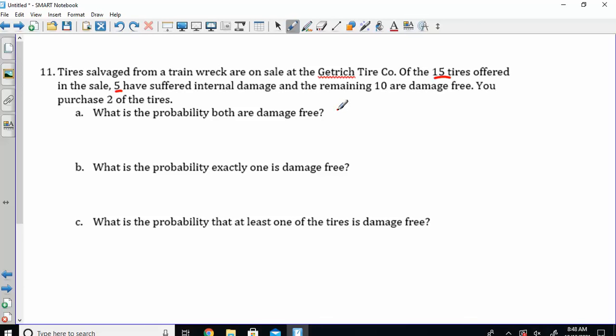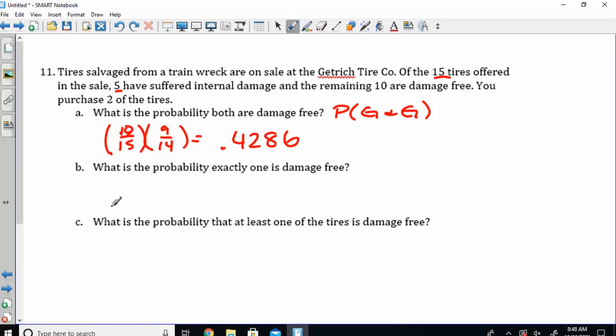So we have 15 tires. 5 have internal damage and 10 are damage free. We are purchasing 2. So the probability that both are damage free, that means I want 2 good tires. What's the probability that the first tire is good? There's 10 good ones. And if you've already taken 1 good tire, what's the probability the second one is good? Okay, and so you get 0.4286.